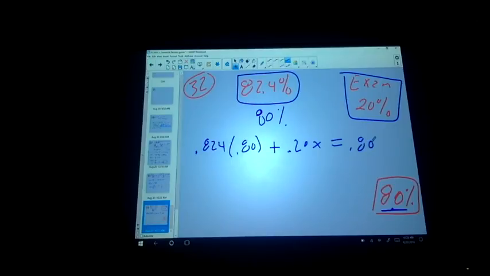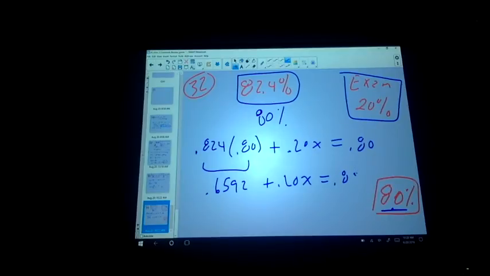Is everyone okay with the manipulation of the decimals? If you have a calculator, help me out, please. 0.824 times 0.8. I can't do it in my head. 0.6592. That means you get a 0% on the final. That's your grade in the class. Wow. So you can't fail. That's kind of the nice thing.